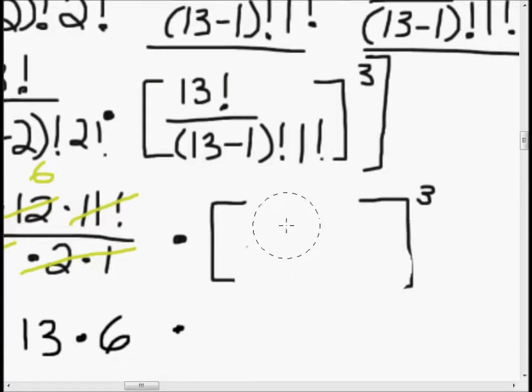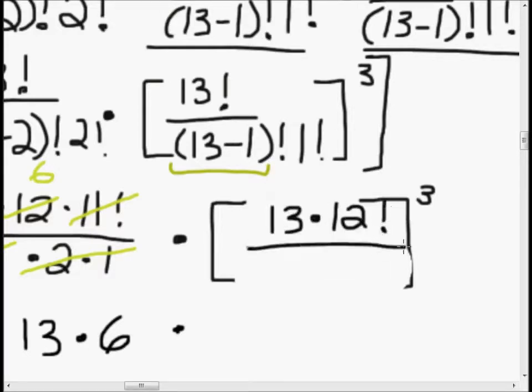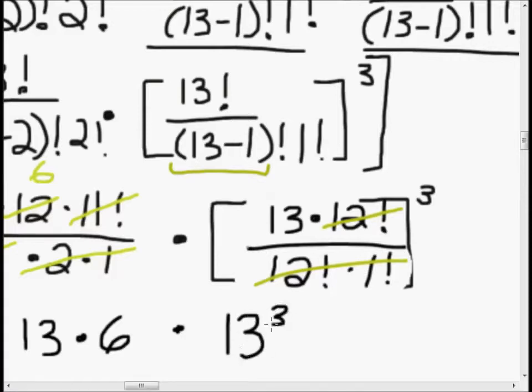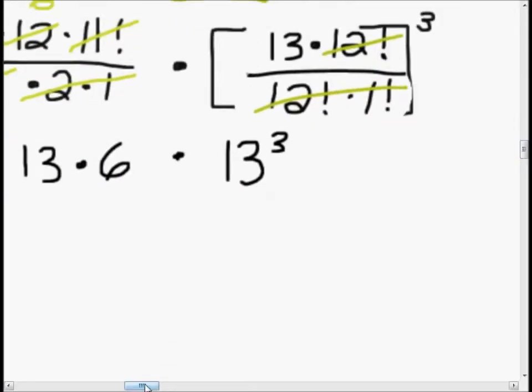So what I had done is I had forgotten that right here we have a 13 minus 1. So this is 13 times 12 factorial over 12 factorial times 1 factorial. Still pretty easy, I think you'll agree. 12 factorial cancels out, 12 factorial cancels out. 1 factorial doesn't really do anything. And so then we end up with 13 to the third. And so let's keep on keeping on.